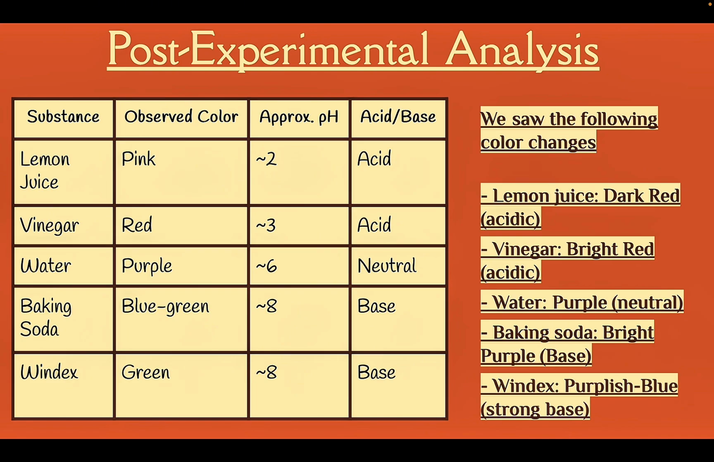So here are the results. This is just to help you understand how we got different colors, and how we can expect and approximate the pH levels of each substance using the indicator.